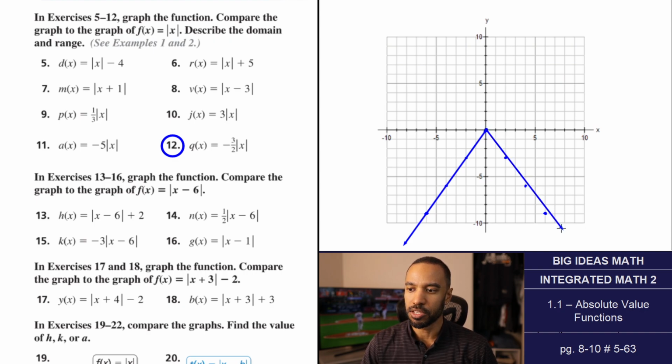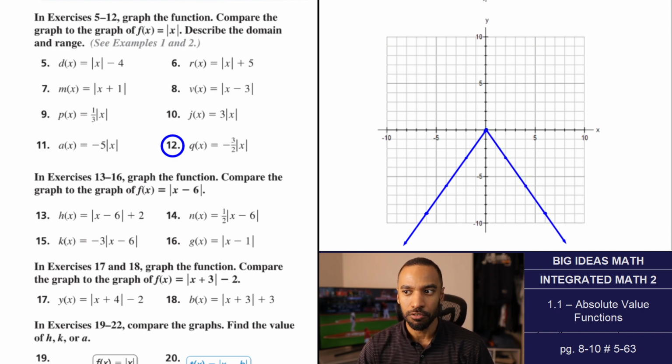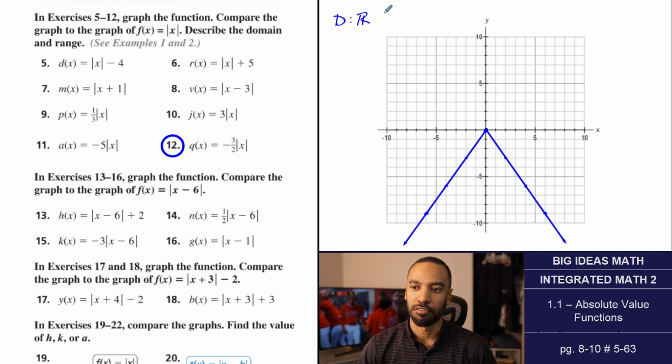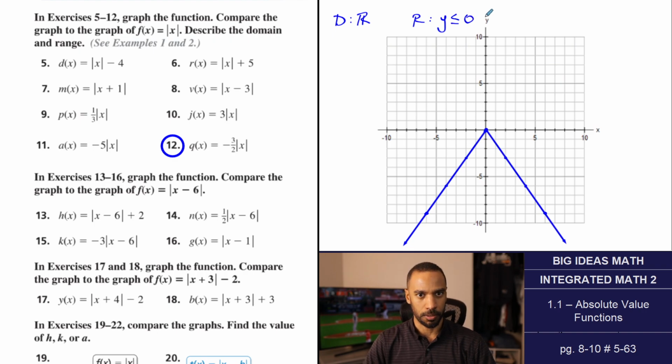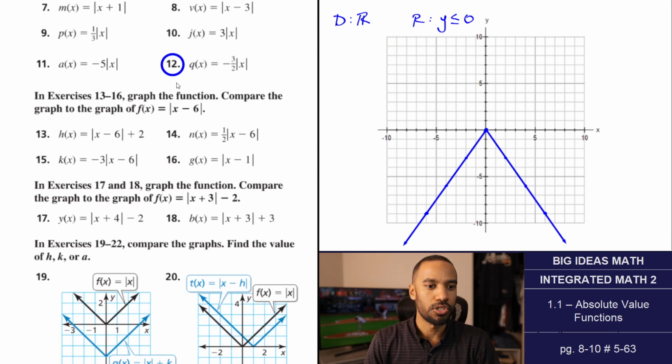Domain's all real numbers because as you can see, although this graph goes down forever, it also goes left and right forever. So that's why domain of all real numbers applies, and range y is less than or equal to 0. Now we include 0. It's one of the points on the graph. Okay, let's move forward to number 13, or this section.